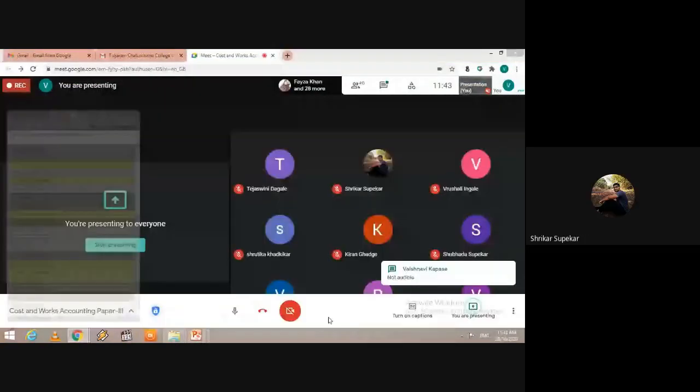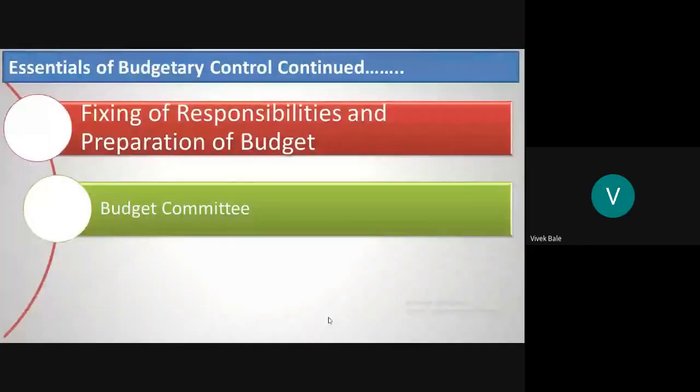Okay. Budget committee. In every organization, to carry out the plans and policies, a budget committee is important, because this budget committee consists of executives of the various departments, and these executives will be held responsible for actual implementation of the budget. Therefore, a budget committee should be there in the budgetary control.